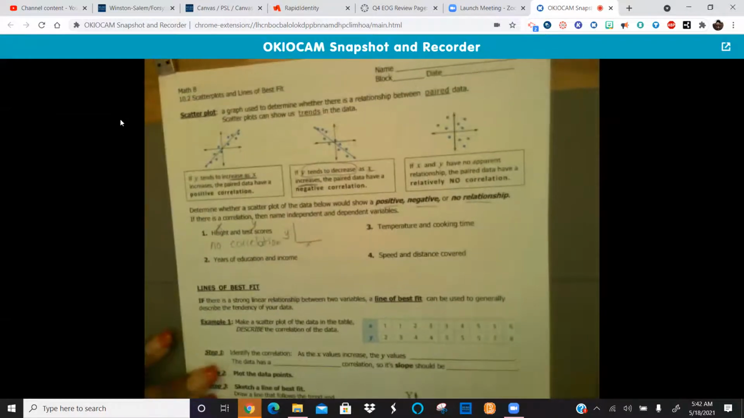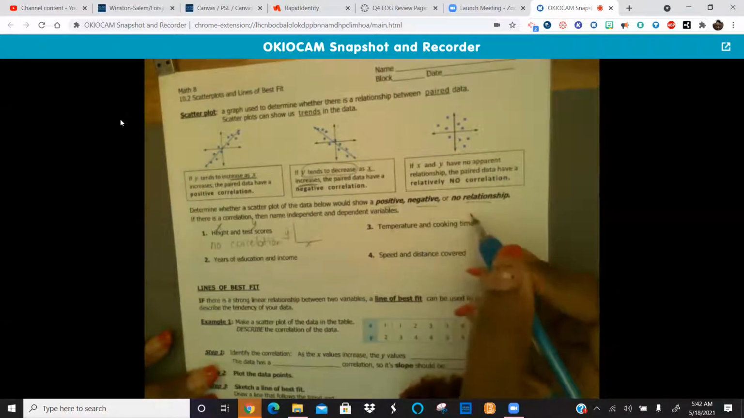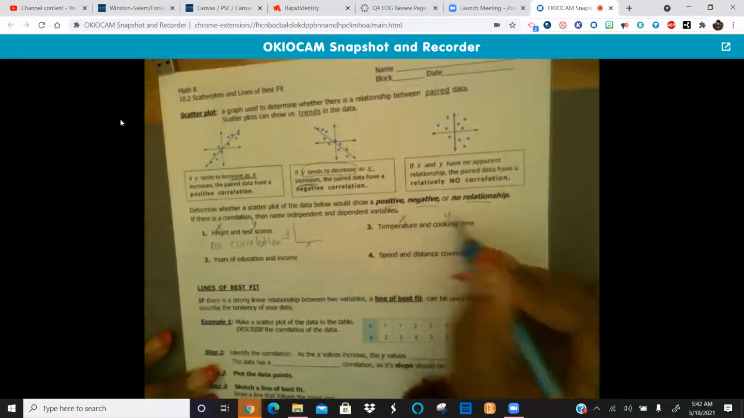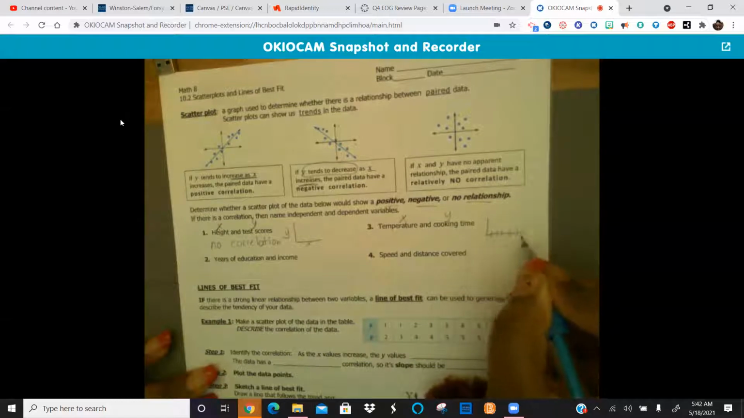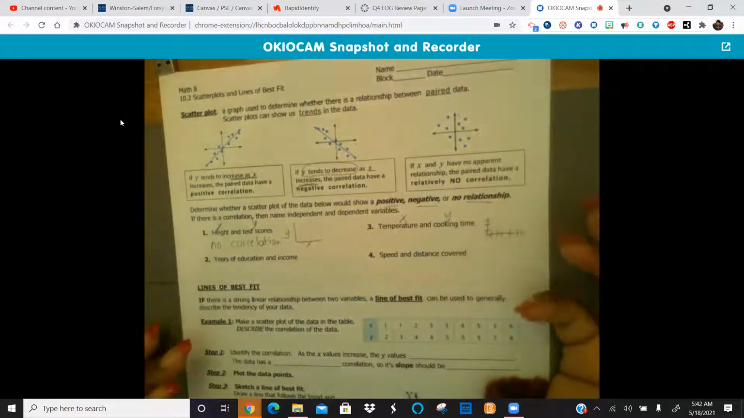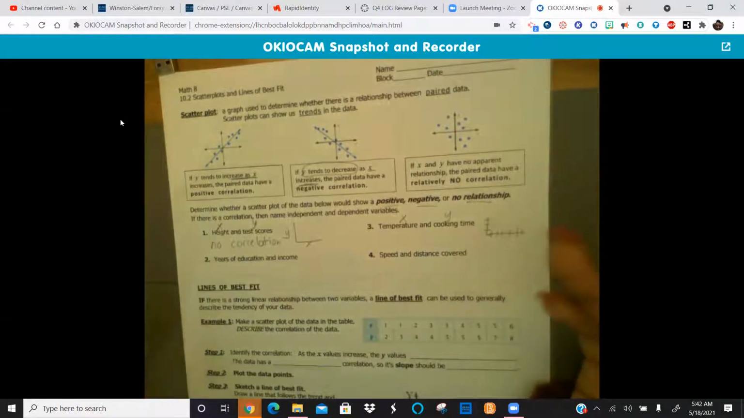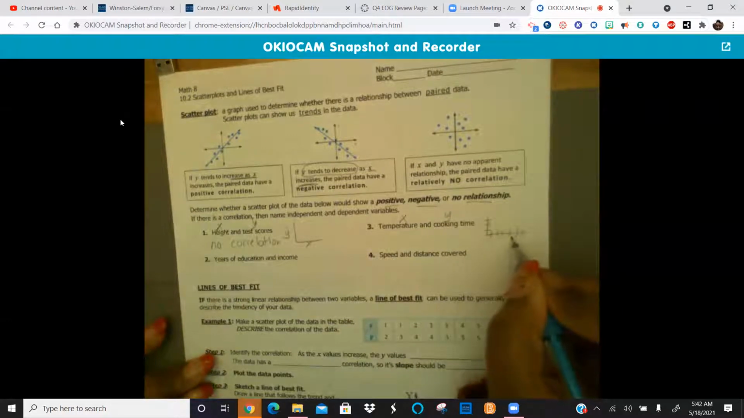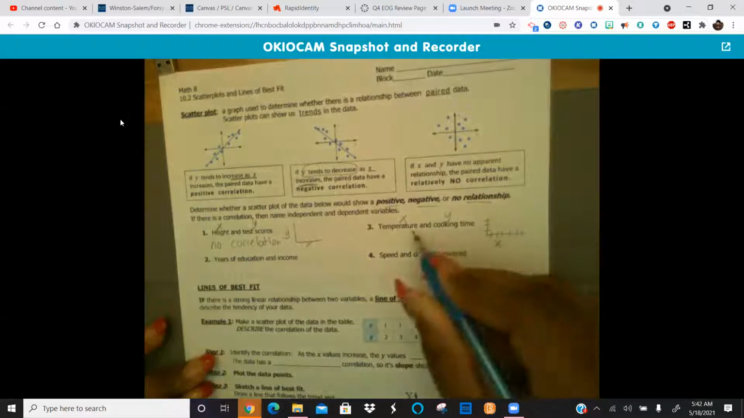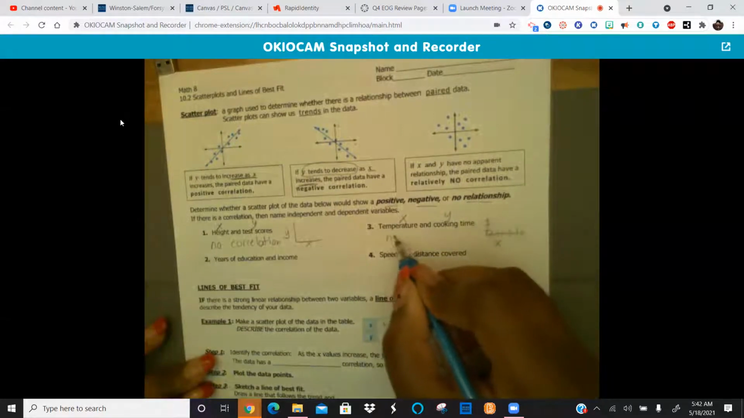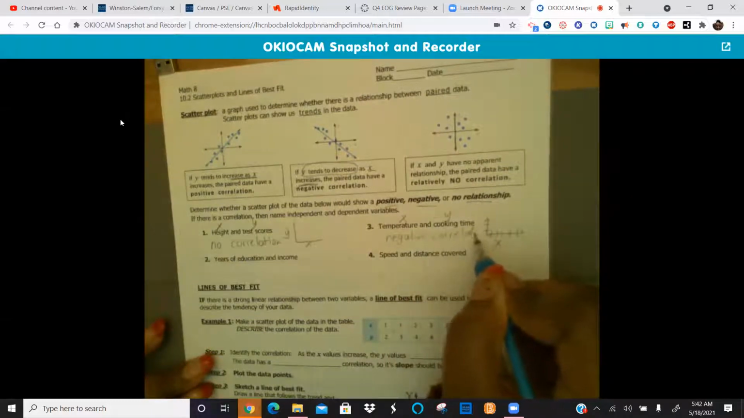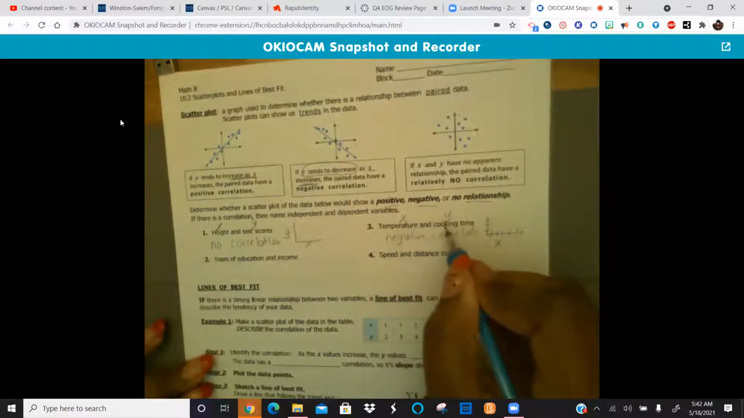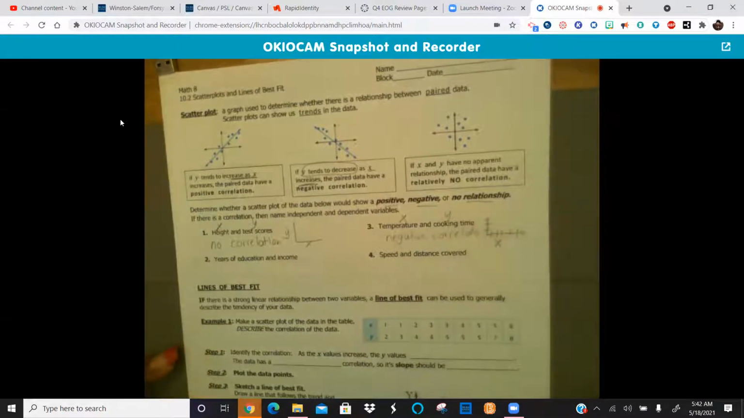Right here, your temperature and your cooking time. This is your X, this is your Y. As your temperature increases, your cooking time is going to decrease because it's going to cook faster. You need heat in order to cook something on the stove or cook something in general. So as your X increases, your cooking time decreases. This is a negative correlation.